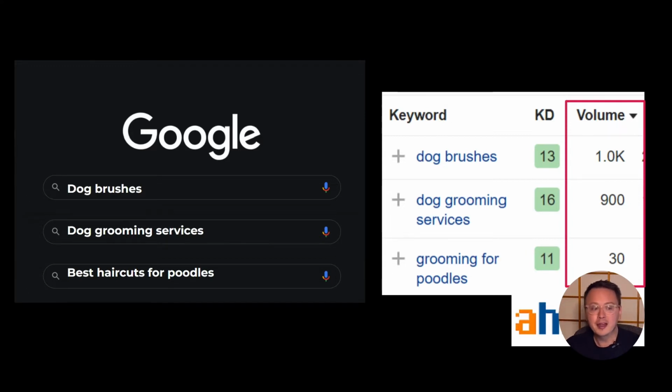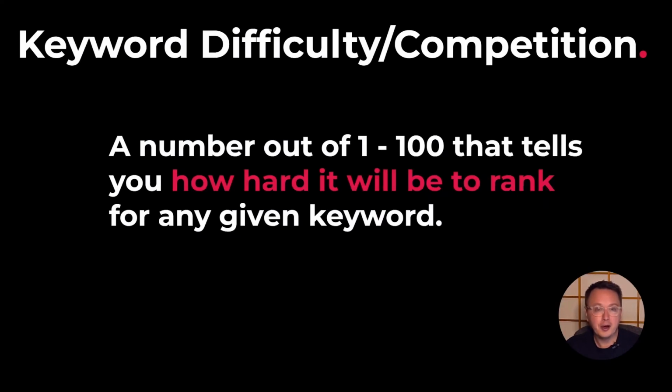The next factor to look at is what's referred to as difficulty or competition. Sometimes you'll see it written as KD, which stands for keyword difficulty. This number tells you how hard it will be to rank for a certain keyword based on how many other websites are ranking for it and how powerful their content is. This is a number typically on a scale from 1 to 100, with 1 being the easiest and 100 being the hardest. When you're working with a smaller website that has a lower domain authority, it's probably best to stick to lower competition keywords, 25 or under.